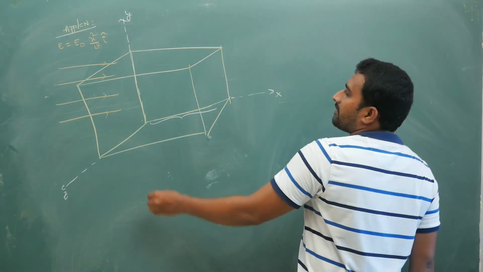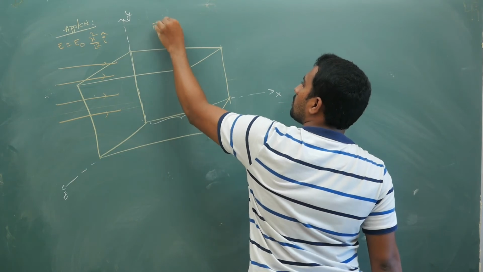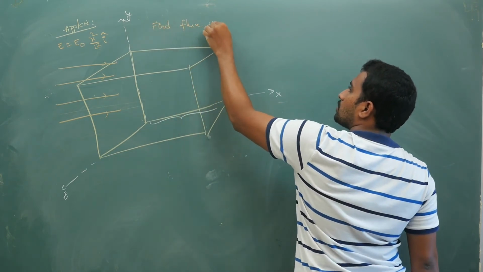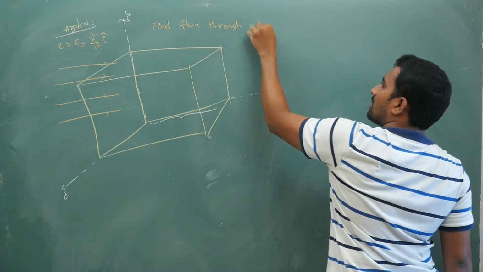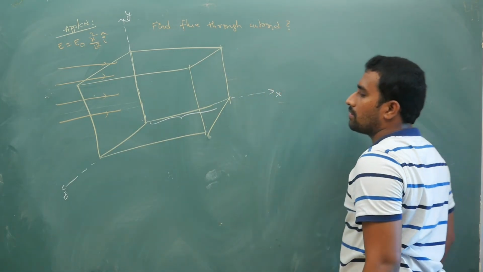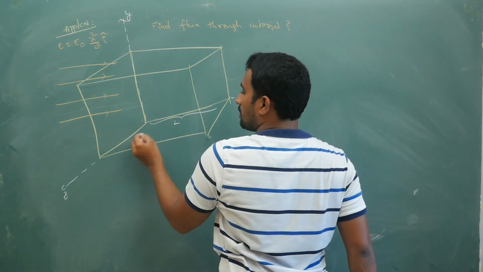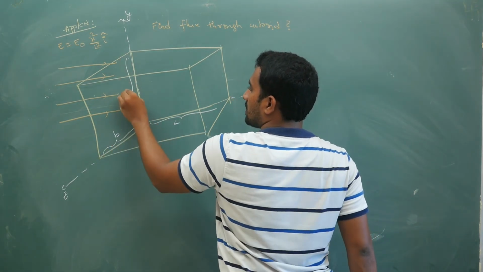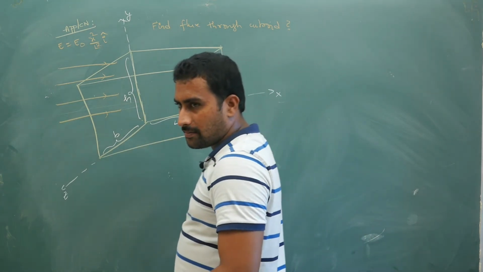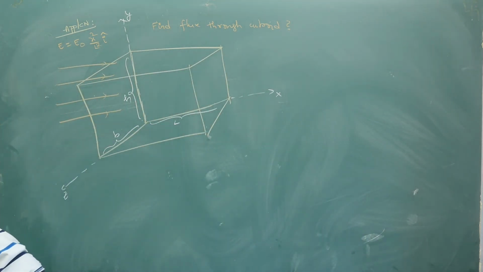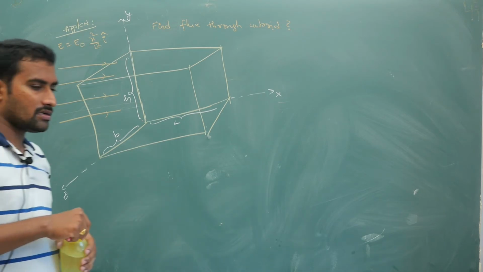Now your question is, find flux through the cuboid. Now this length is L, this length is B, this height is H. Try it for a minute, calculate flux across each surface, then I will discuss the answer. Trying is important. I know everybody will not get the answers at once, but efforts are what is most counted and important. Try.